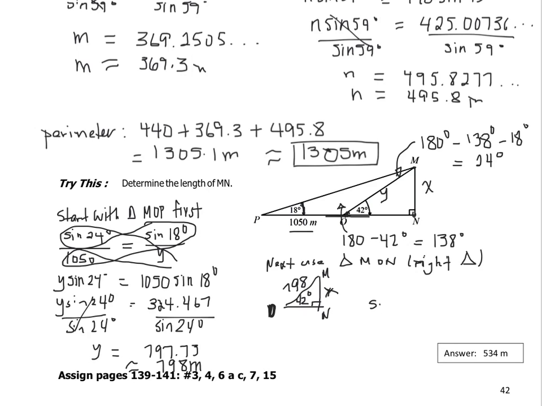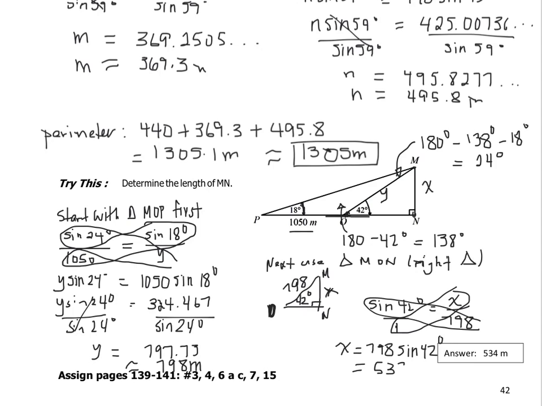So we would have sine of 42 is x over 798. And then we can put that over 1 and cross multiply and get x equals 798 sine 42, which is approximately 533.966, and so on, which is 534 if you round it off.